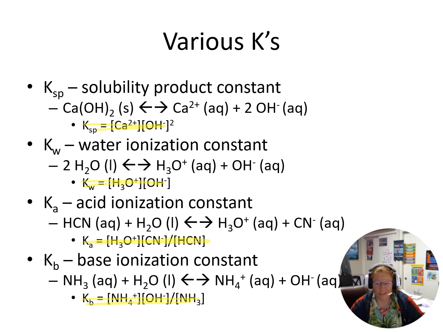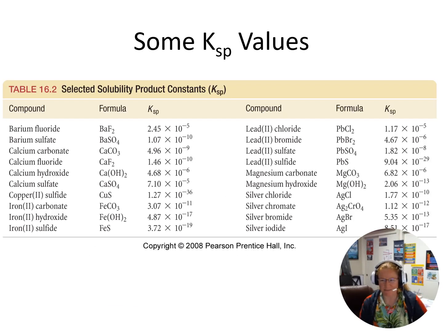And again, all of these are just an equilibrium constant expression. We just give them some subscripts so we know what kind of equilibrium we're talking about. So the Ksp, solubility of a mostly insoluble salt, Kw, Kw is for water, Ka for an acid, Kb for a base. Okay, let's look at some of these Ksp values.